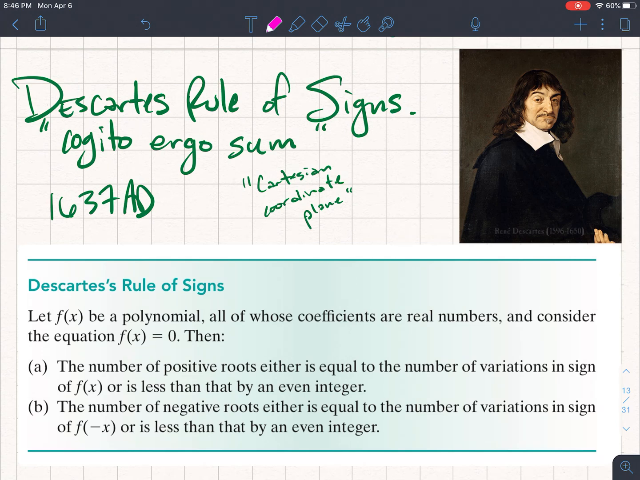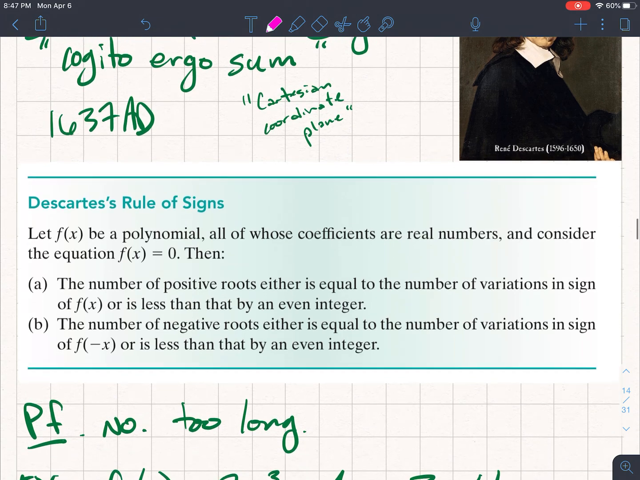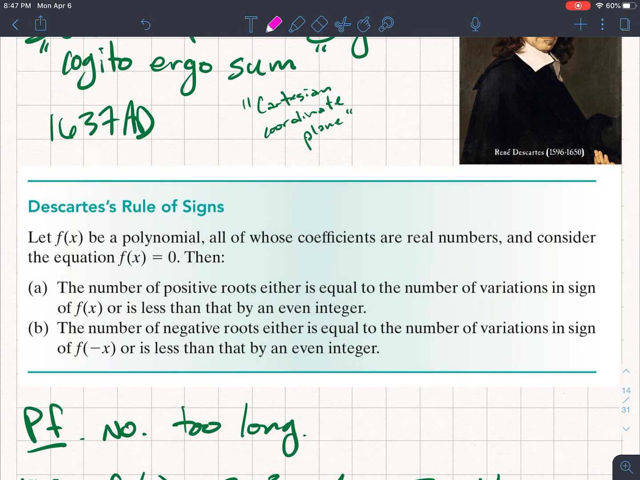If f is a polynomial with real coefficients, and we're thinking about the equation f equals 0, then the number of positive roots is either equal to the number of changes in sign of the function f, or is less than that by an even integer. So if you have 3 sign changes, you're either going to have 3 or 1 positive roots. And then for the negative roots, it's the same kind of thing, but you have to plug negative x into the function. Proof. We're not doing it. It's too long.